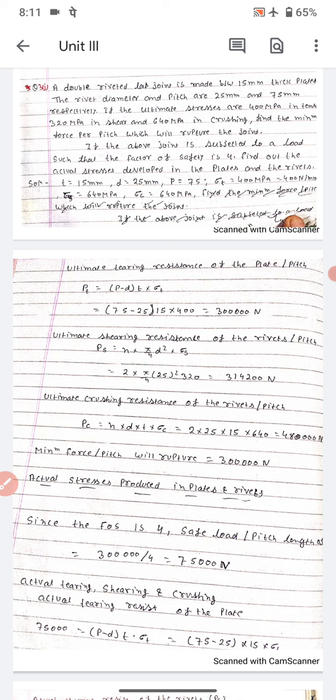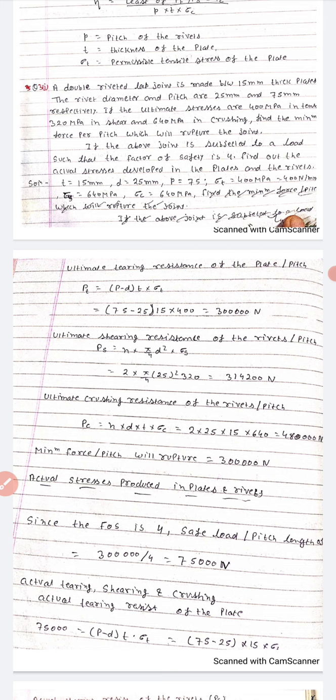Now t is equal to 15 mm, d is equal to 25 mm, P is equal to 75 mm, that is the pitch. Sigma t is equal to 400 MPa, sigma s is equal to 640 MPa, sigma c is again, sorry, I think there is some mistake.